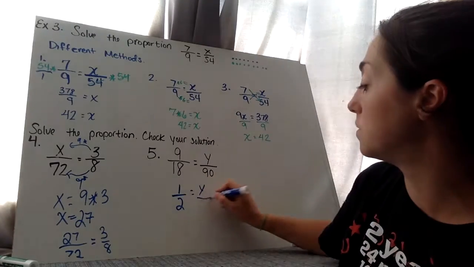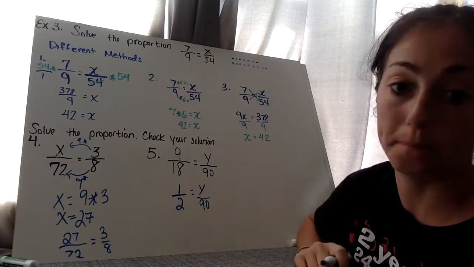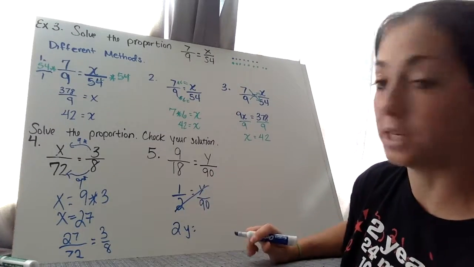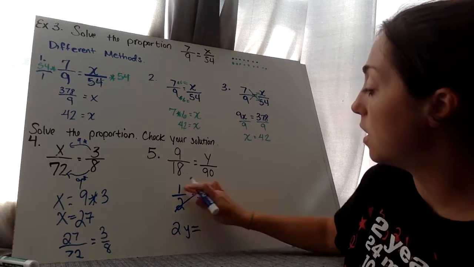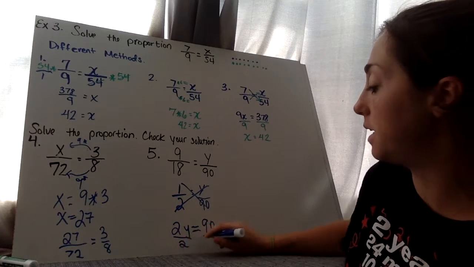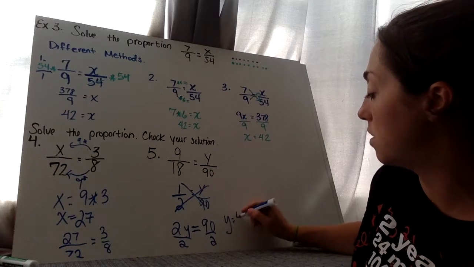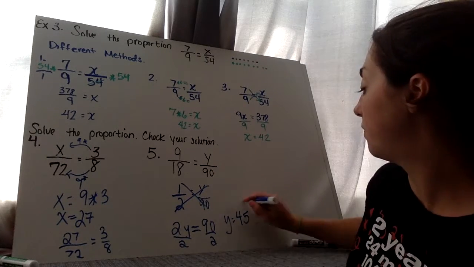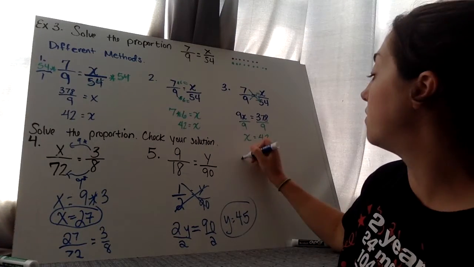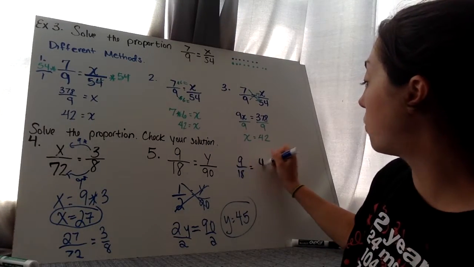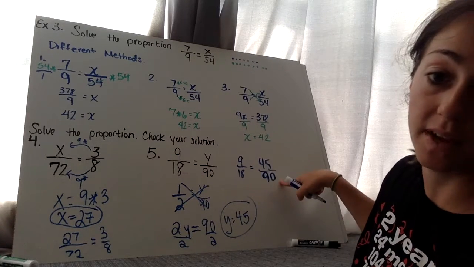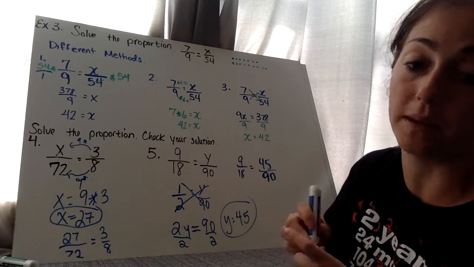1/2 equals y over 90. Now I'm going to cross multiply. 2 times y, 2y, equals 1 times 90, which is 90, and 2y equals 90, divided by 2, and y equals 45. All right. You can plug that back in to check it. You have 9 over 18 equals 45 over 90. 45 is half of 90, 9 is half of 18. Yep, both equal to half.